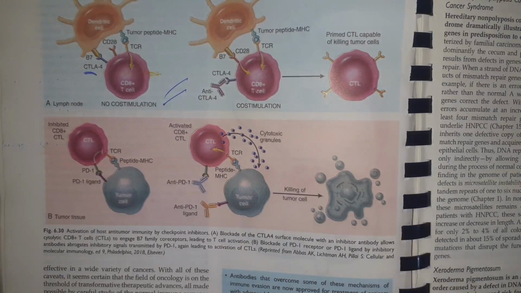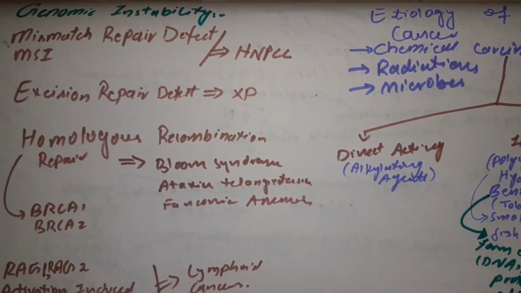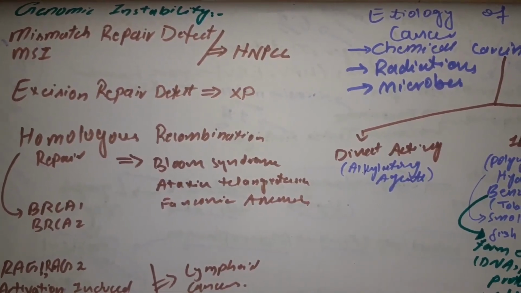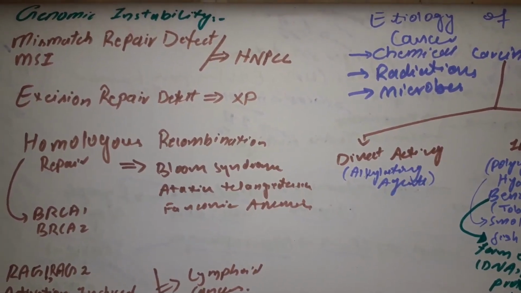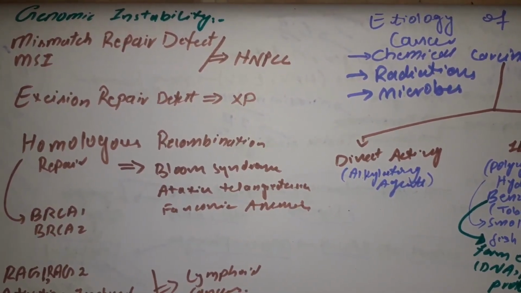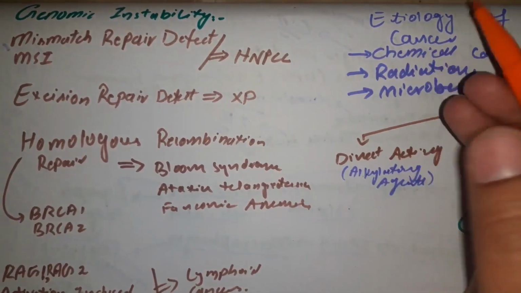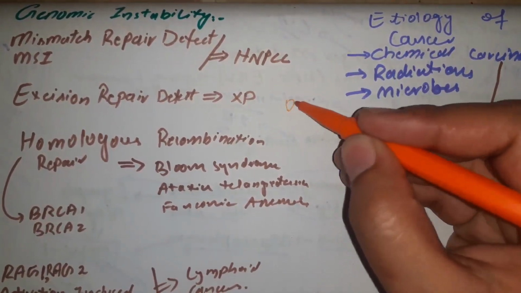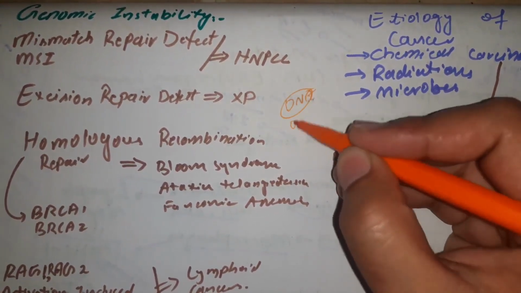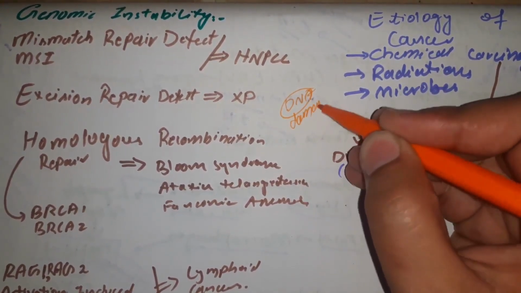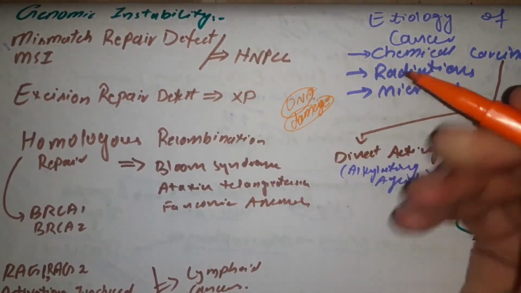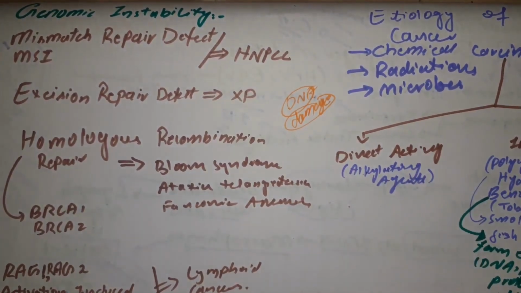In this video we are going to discuss how genomic instability leads to carcinogenesis as well as the etiology of carcinogenesis. We know that there are always different environmental agents which try to induce DNA damage, and our body has a natural mechanism of correcting this DNA damage, and this involves different kinds of repair mechanisms.